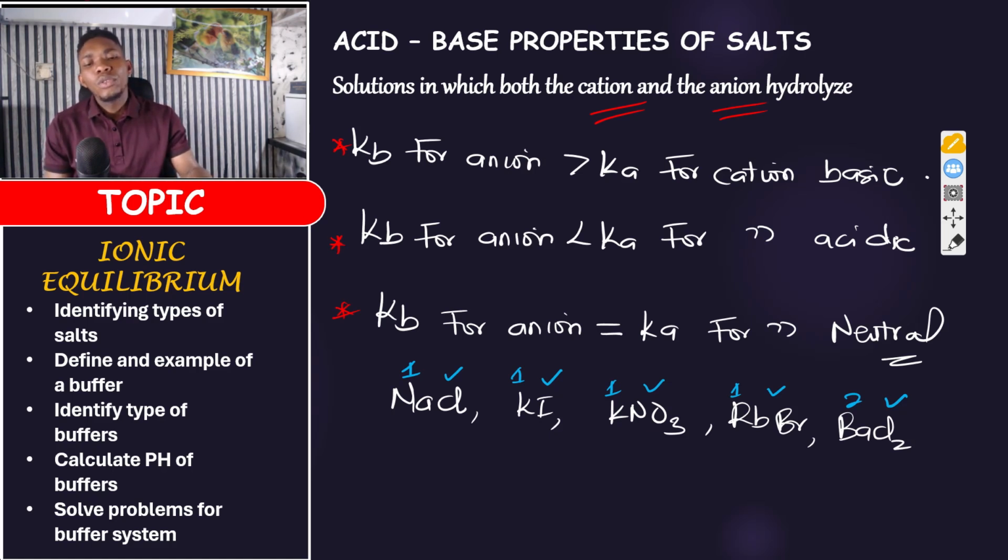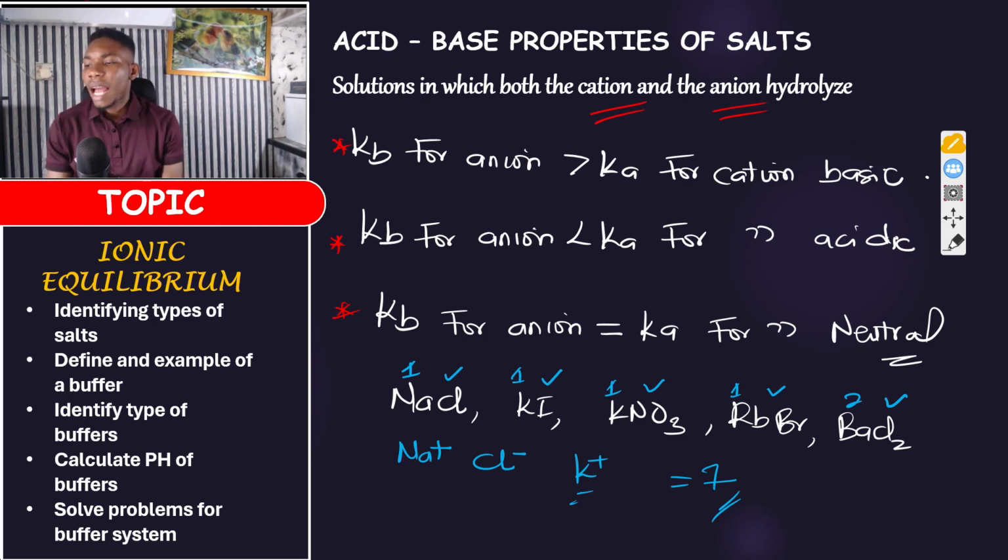And I told you that for a neutral solution, neither the positive ion nor the negative ion is hydrolyzed. Are you getting it? Neither of them is hydrolyzed. And hence, what are you expecting the pH of the solution to be? The pH should be approximately what? 7, because it will be neutral.